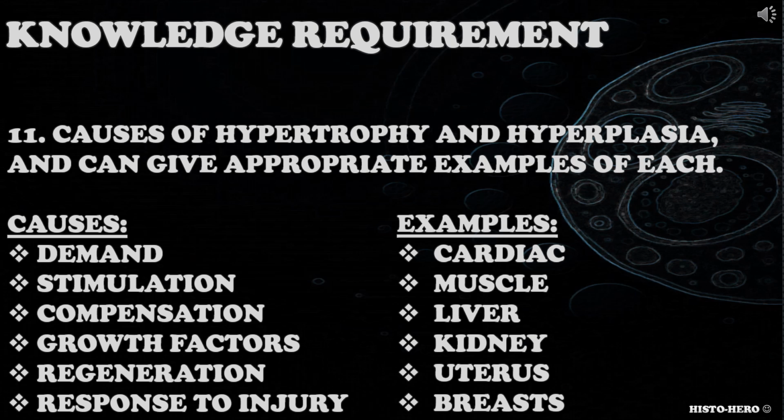Causes: increased hormonal stimulation, like in uterus during pregnancy, breast during puberty, increased functional demand, like in skeletal muscle due to exercise, compensatory response due to regeneration, excessive stimulation by growth factors, response to injury. Can you give examples of hypertrophy and hyperplasia? Consider cardiac hypertrophy due to hypertension, skeletal muscle growth due to exercise, compensatory renal hypertrophy due to having only one kidney, liver regeneration following partial resection, uterus during pregnancy, breast tissue during puberty.